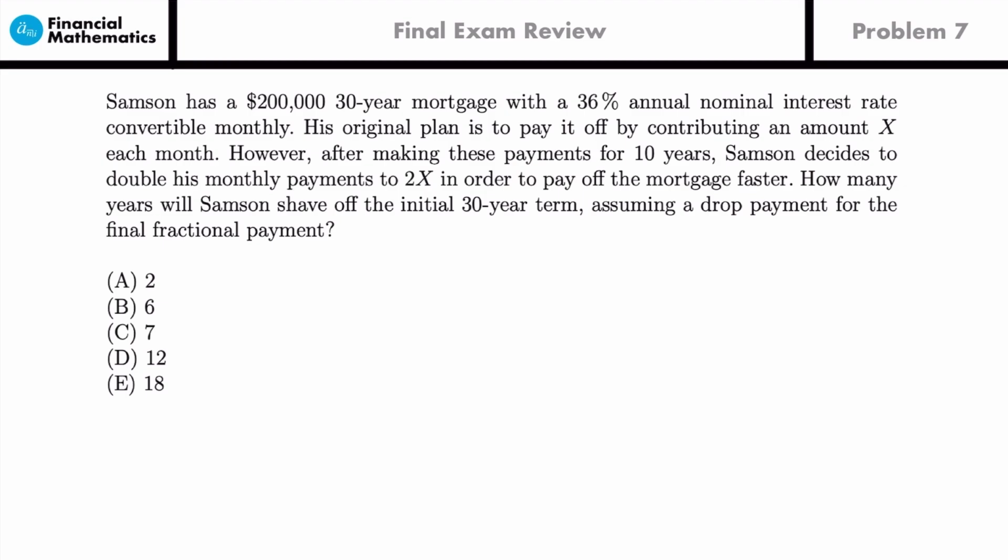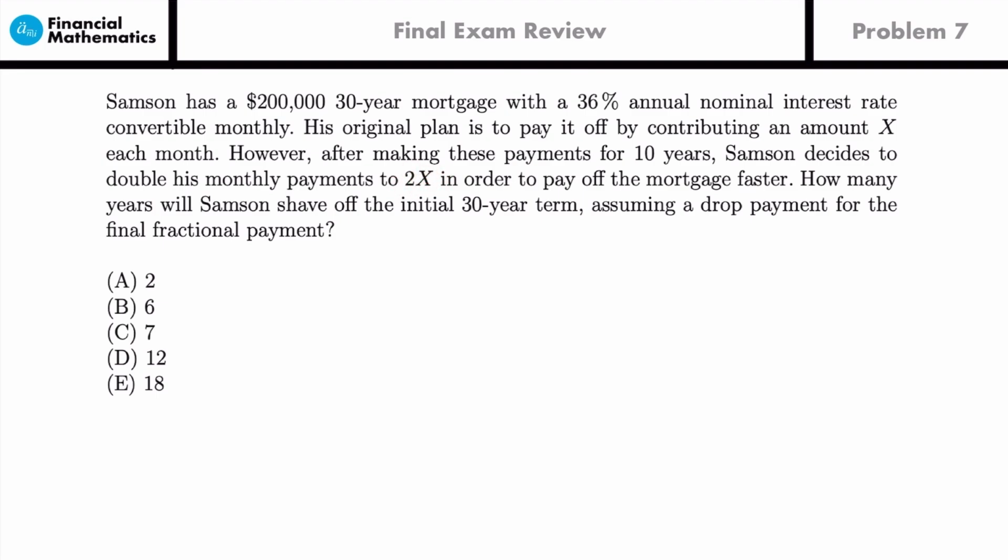All right, so in this problem, it looks like we are working with amortization. We have a 30-year mortgage or a 30-year loan, and Samson is making monthly payments to pay it off. Now, he initially is going to pay X every month to pay it off, but after a certain point, he's going to switch to payments of 2X.